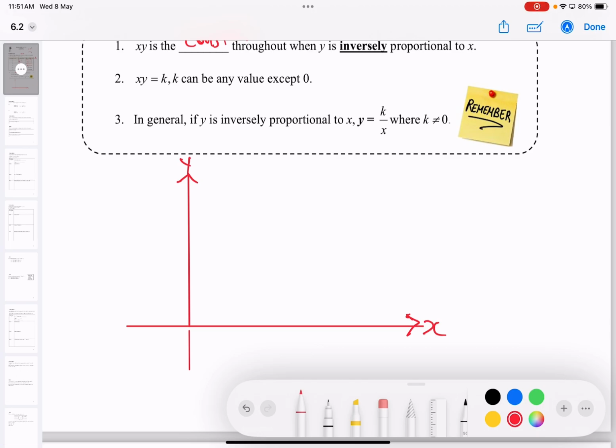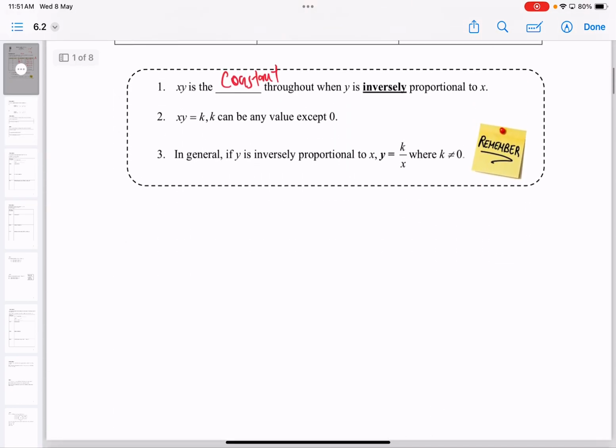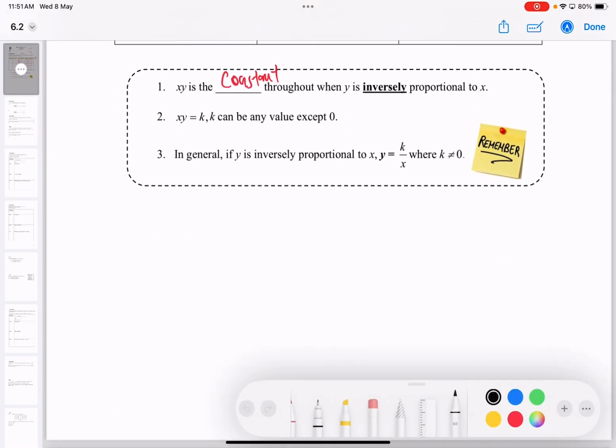Now, the shape of the graph is going to look like something that you have never seen before. The graph is called a hyperbola. And the shape goes like this. Oops, why is everything gone? Okay, never mind, don't panic. Let's redo it again.